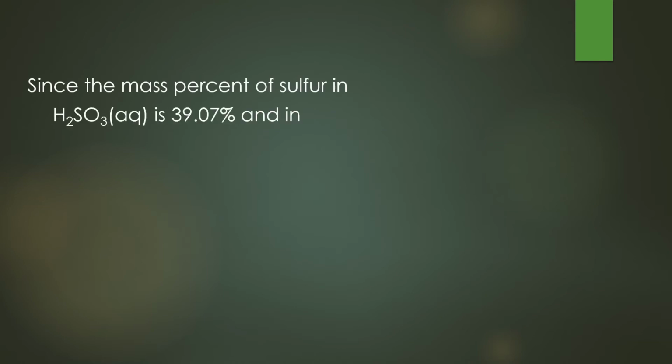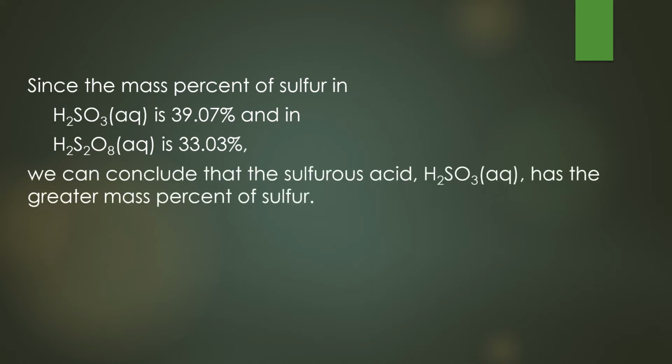Now you compare the two. Since the mass percent of sulfur in H2SO3 is 39.07%, in H2S2O8 it is 33.03%, we can conclude that the sulfurous acid, H2SO3, has the greater mass percent of sulfur.